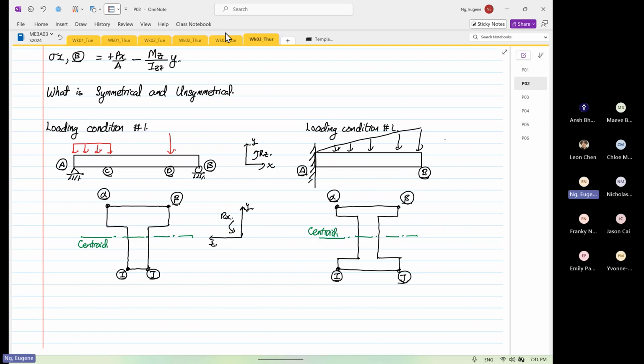I hope someone is there, no? Anyone? I'm looking at the chat and no typing. Nothing. Anyone? Don't be shy, you know. If not, condition 1 symmetrical, condition 1 is unsymmetrical, condition 2 is symmetrical. Frank. Yep. Both are symmetrical. Yep. Anyone else?